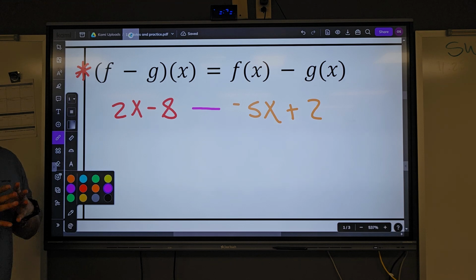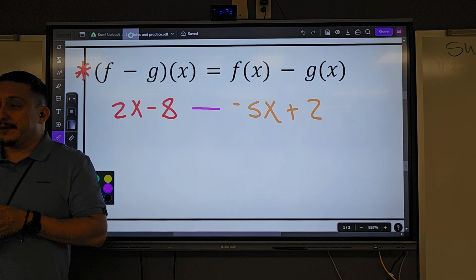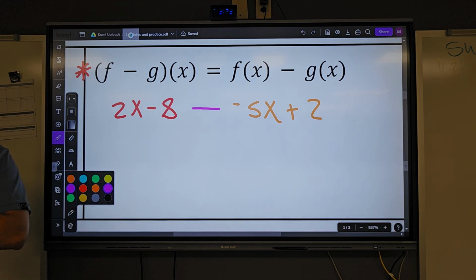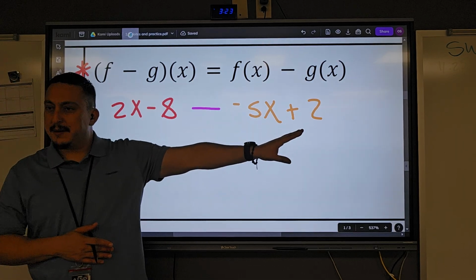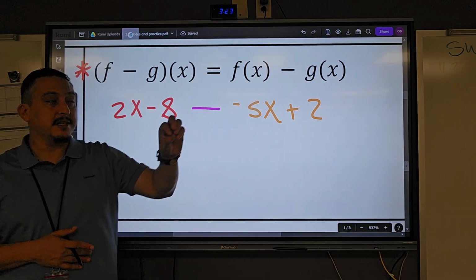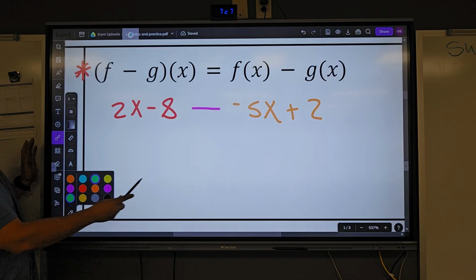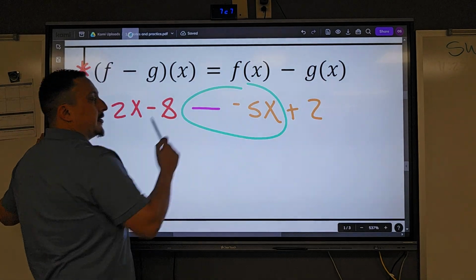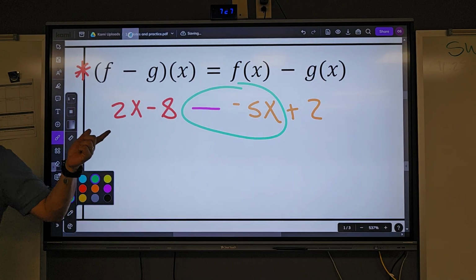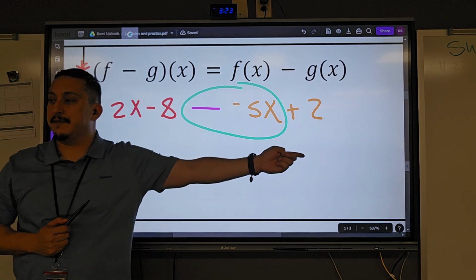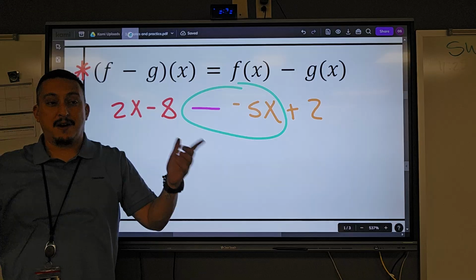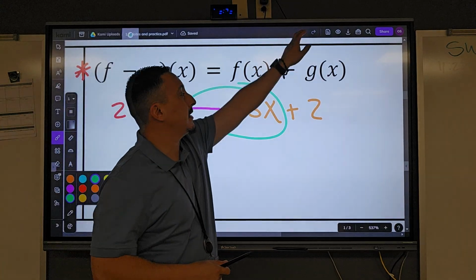This is not correct. Let me show you why. Once I explain it, it'll make sense. You guys know that you're subtracting the G function. Everybody here knows that. But if you write it like this, I know you didn't mean to, but you're actually just subtracting half of the G function, not all of it. But you want to subtract all of it. So how do we fix that?